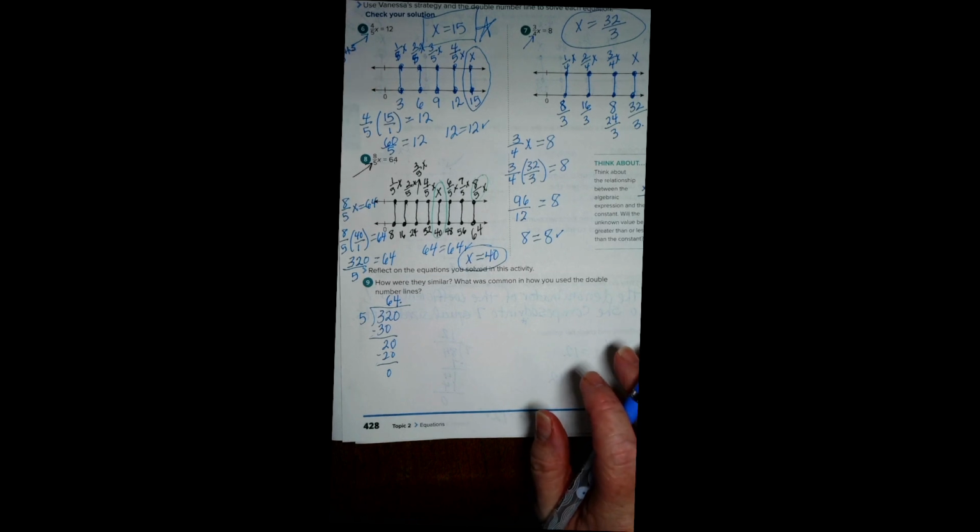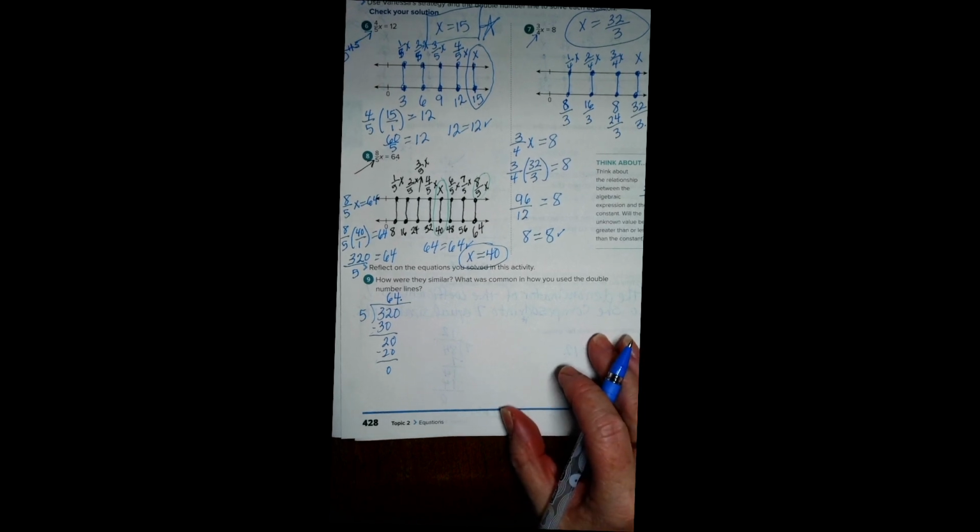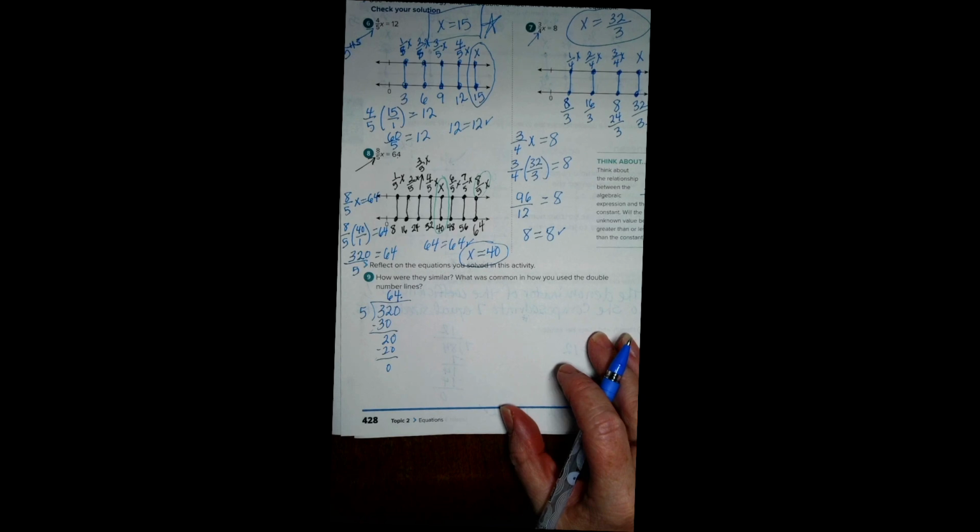Number 9 says, reflect on the equations you solved in this activity. How were they similar? What was common? And how you used the double number line. So they all had fractional coefficients.